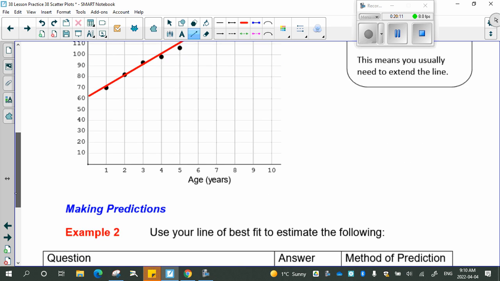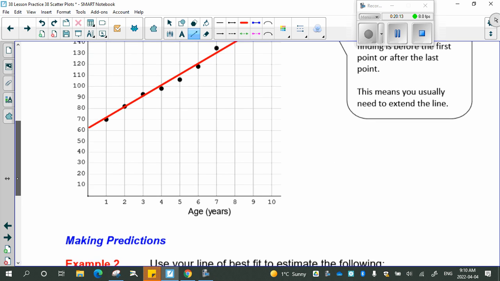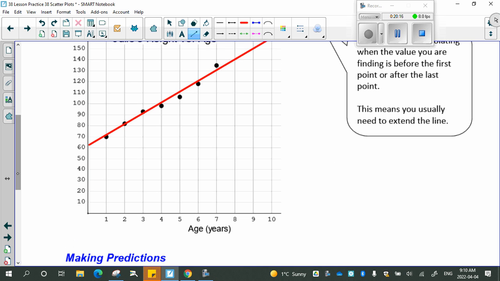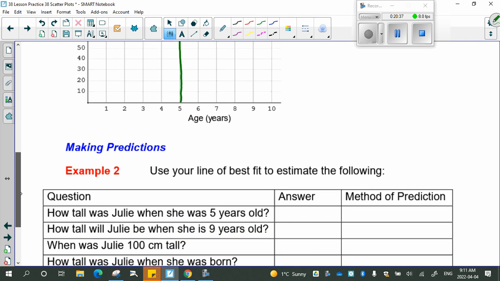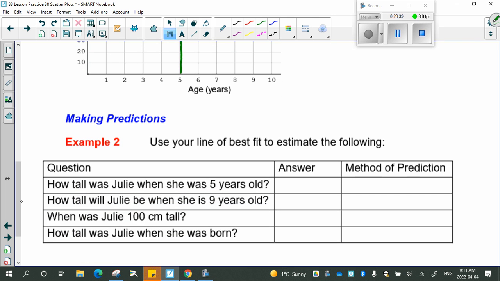Okay, let's look at the first one. How tall was Julie when she was 5 years old? So what I would do is I would take my ruler and I would go up to the line at 5, and then read across with my ruler. So it looks like it's like 112-ish, okay? 112 centimeters, and the method of prediction was interpolate.